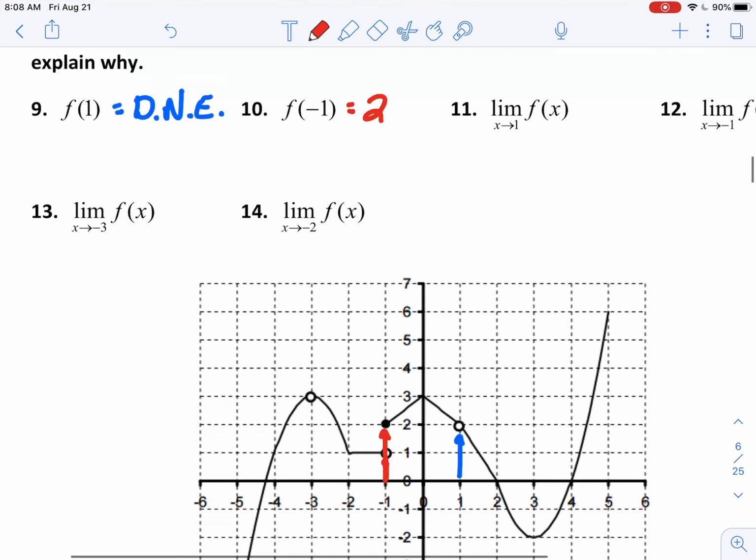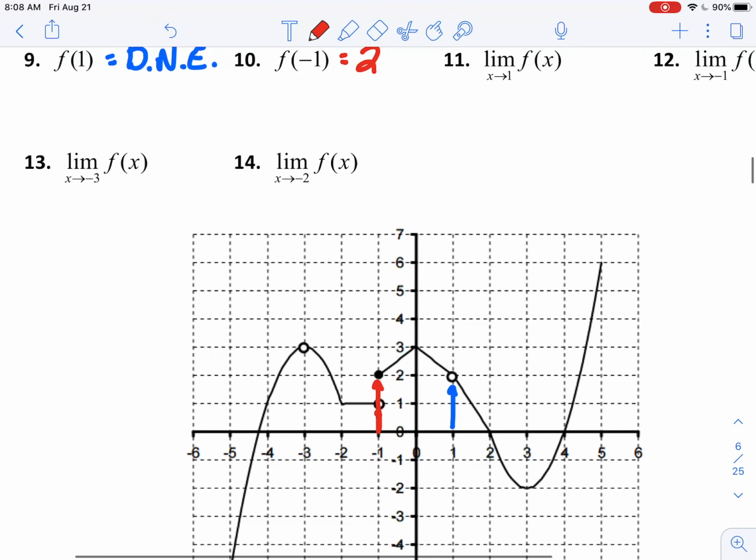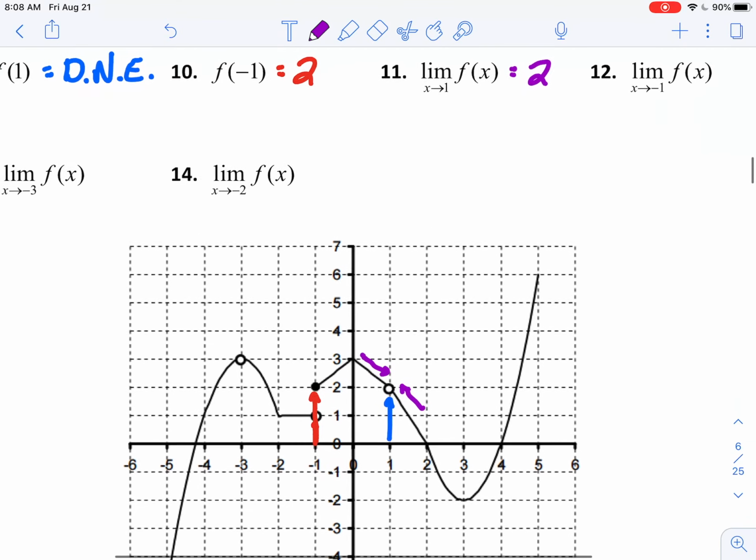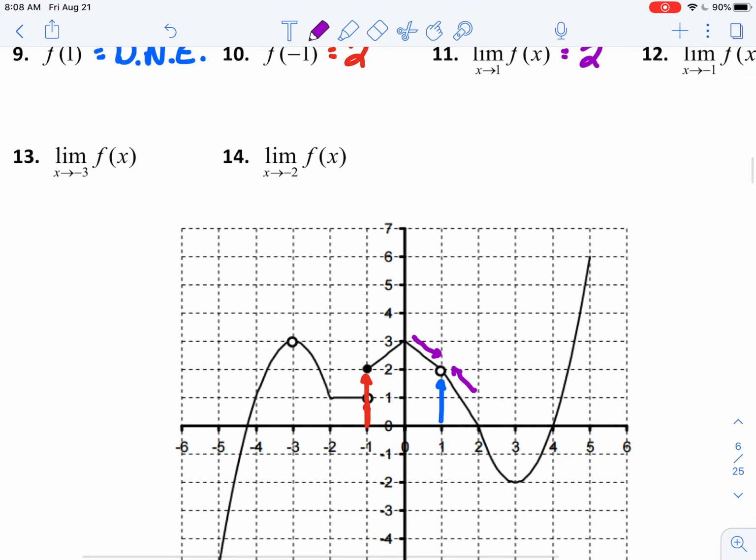All right, going back, the limit as x approaches 1 of f of x. So as x approaches 1, these two arrow tips come together, and they're both coming together at the y-coordinate of 2. So the limit as x approaches 1 of f of x is 2. Number 12, the limit as x approaches -1 of f of x.